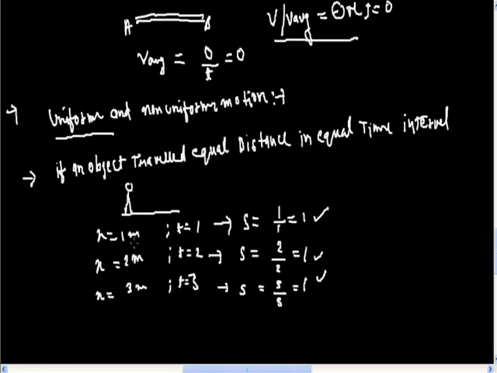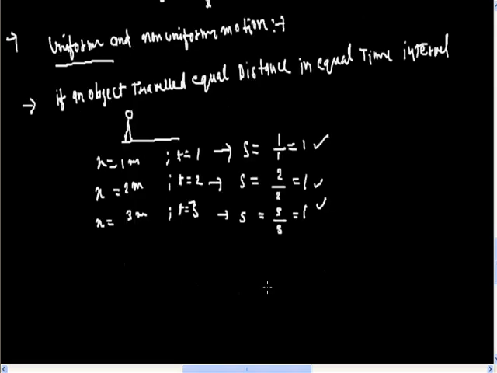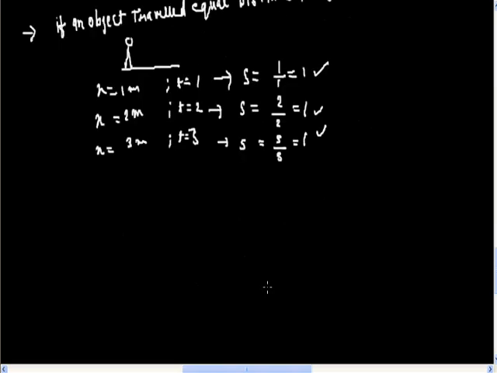We can say from 0 to 1 it travels 1 meter, and from 1 to 2 the time is 1 second. 1 upon 1 is 1, the speed is 1. From 2 to 3, how much distance? 1 meter, and the time from 2 to 3 is also 1 second. So the speed always remains constant. From this we predict that in uniform motion we can plot a graph between distance and time.